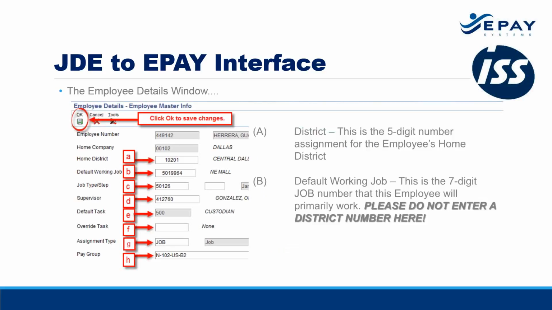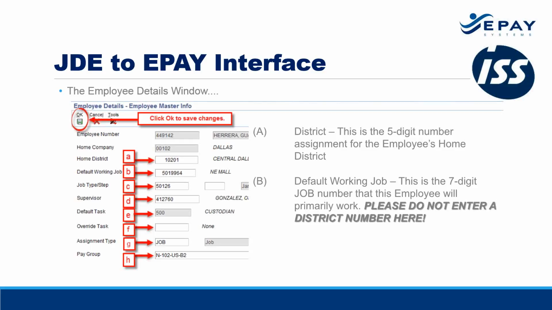The first 2 here, district and default working job, are key to this process. The district is essentially what district the employee belongs to. For example, they belong to company 102, which is Dallas, so their district would be 10201, 10202, 10203, etc. But that district field just designates the employee's home district. Now, the default working job is very important as well because it's the 7-digit job number that the employee will primarily work. Doesn't mean that the employee can't work other jobs. This is their default or primary job site.